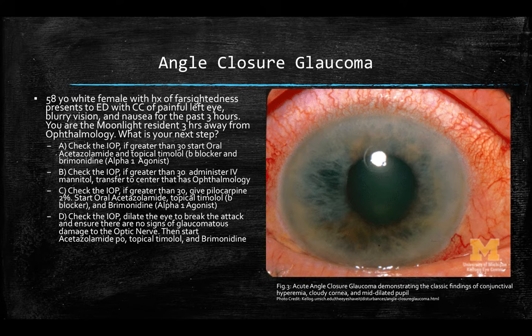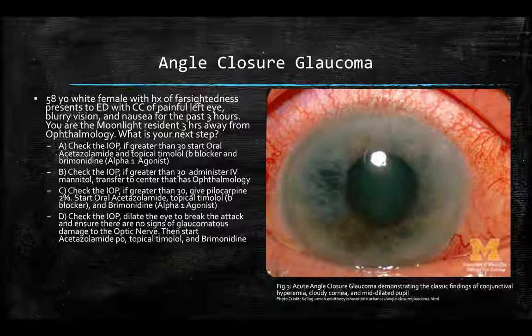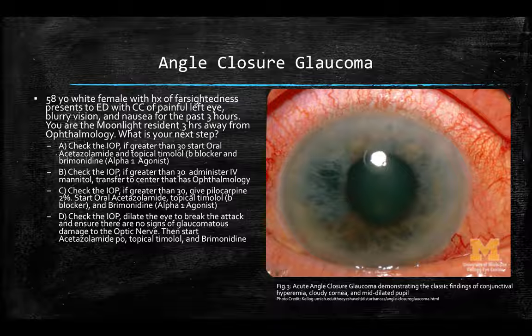So if you selected answer C, you selected the appropriate choice. You're going to want to check the intraocular pressure. If it's greater than 30, you're going to want to go ahead and give pilocarpine at 2% concentration. This is a miotic agent that we'll explain a little bit more later. You're going to want to start oral acetazolamide, otherwise known as Diamox. You'll also want to start topical timolol drops and brimonidine drops as well to try to get that pressure lower.